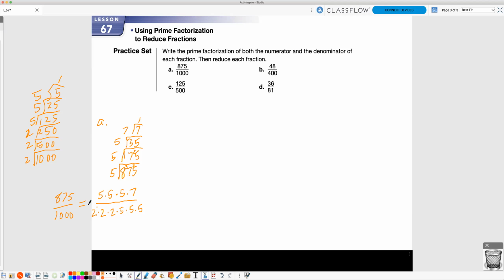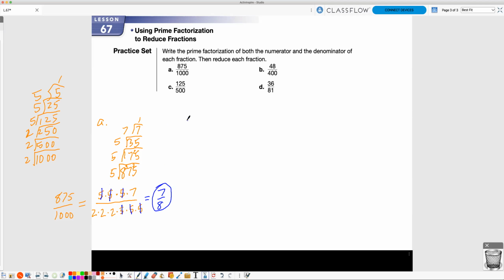Once you've got the prime factorization in the numerator and the prime factorization in the denominator, now you can start canceling things out. So I can see that this 5 cancels out one of these 5s. This 5 cancels out one of these 5s. This 5 cancels this 5 out. There's no 2 to cancel out up here. There's no 7 down here. So all I'm left with is 7 in the numerator and looks like 8 in the denominator, because 2 times 2 times 2 is 8. So 7/8 would be A.